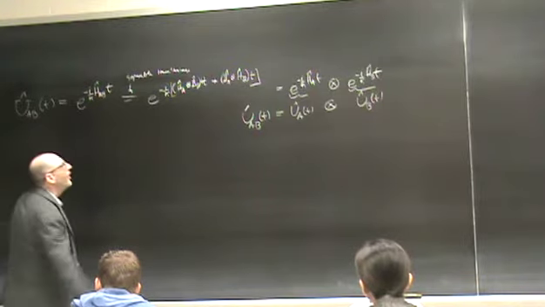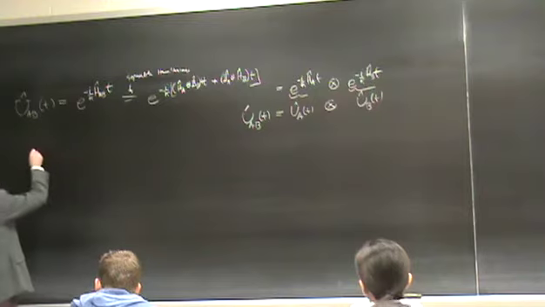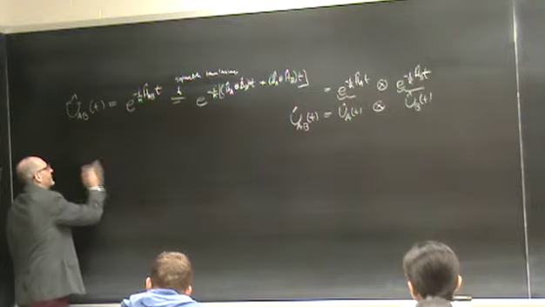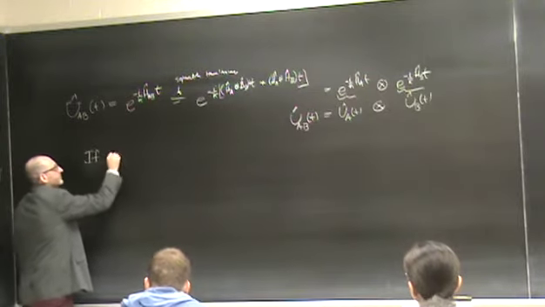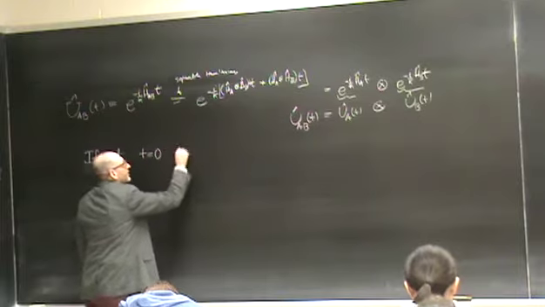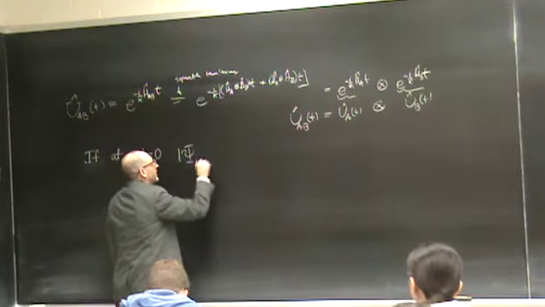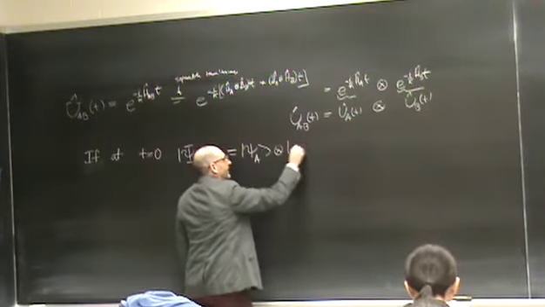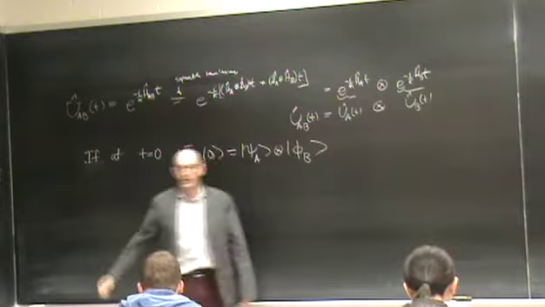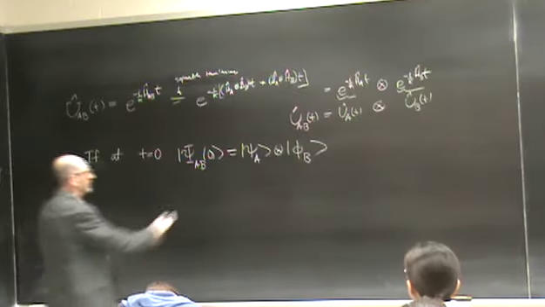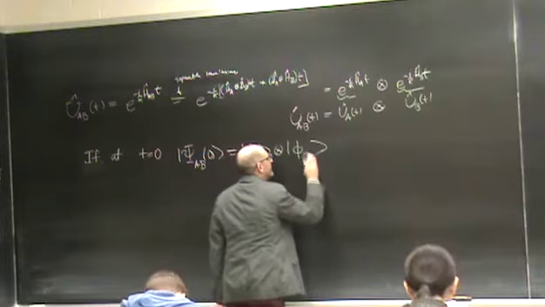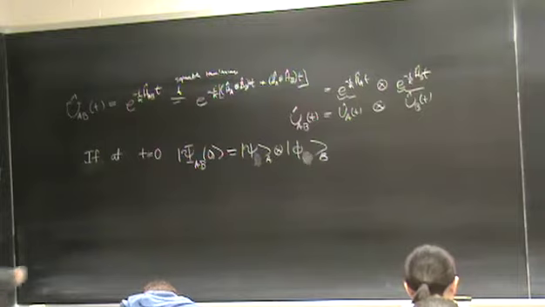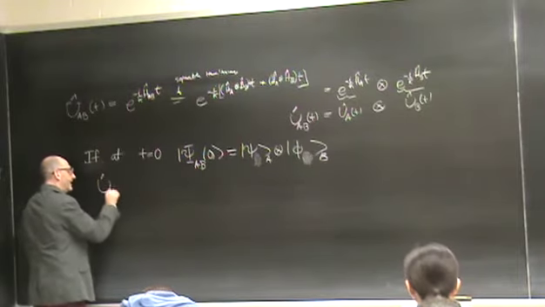Why is this interesting? Well, if this is true, then what it says is that if I start with a product state, so if at time t equals 0, the joint state of the system is a product state, which means there's no correlation between them, a ket in space A and a ket in space B, then what can we say about the state at a later time?